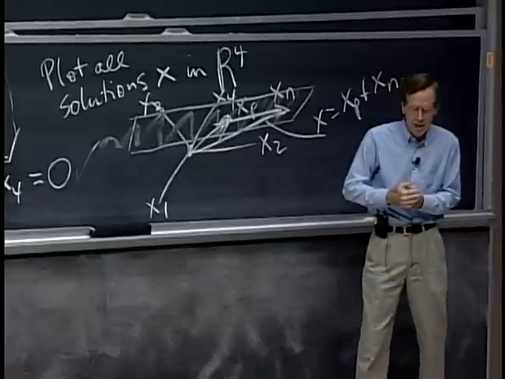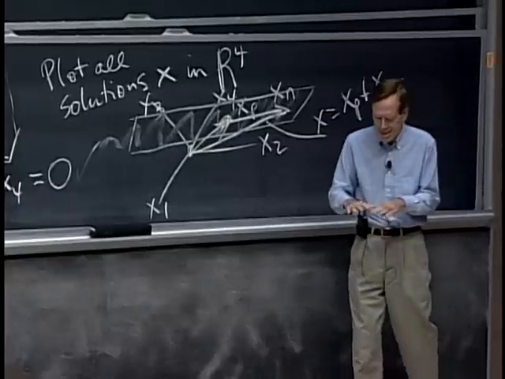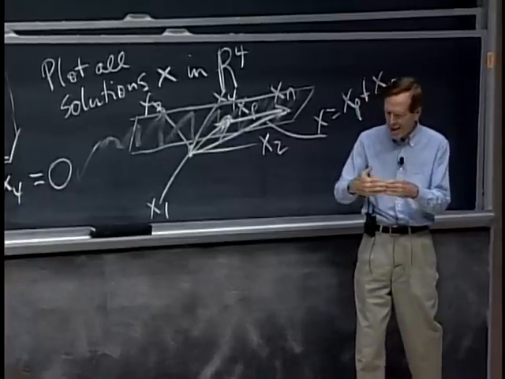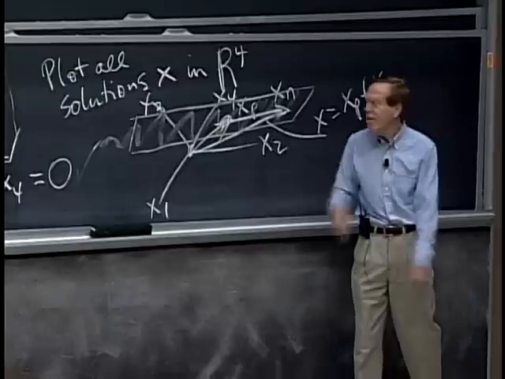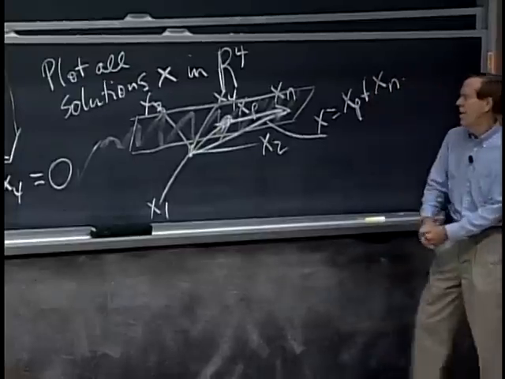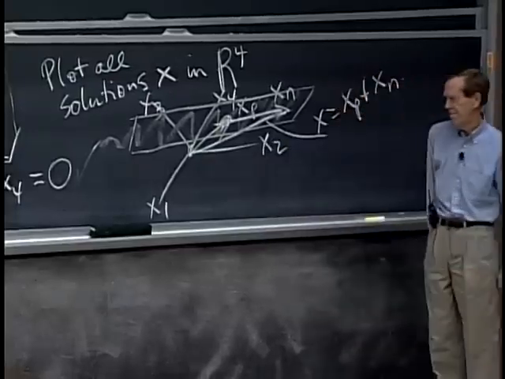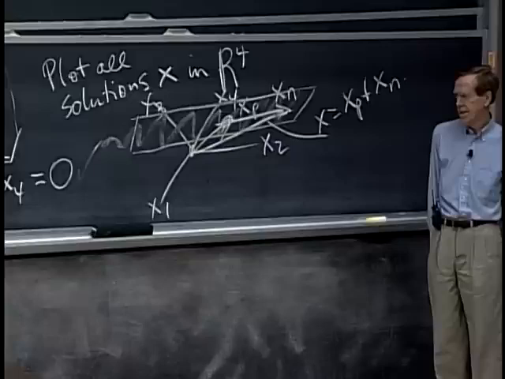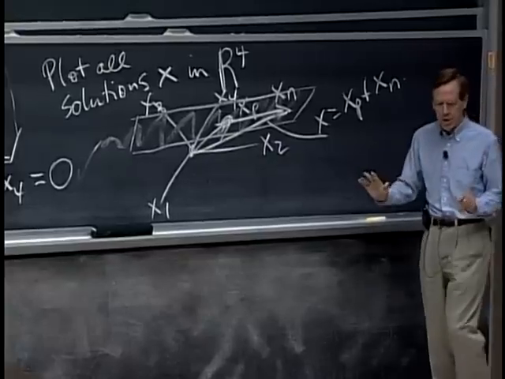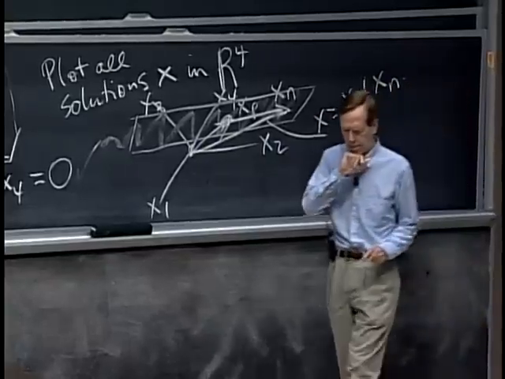It's not a subspace. What am I saying? It's like a flat thing. It's like a subspace, but it's been shifted away from the origin. It doesn't contain 0. Okay, thanks. That's the picture, and that's the algorithm.